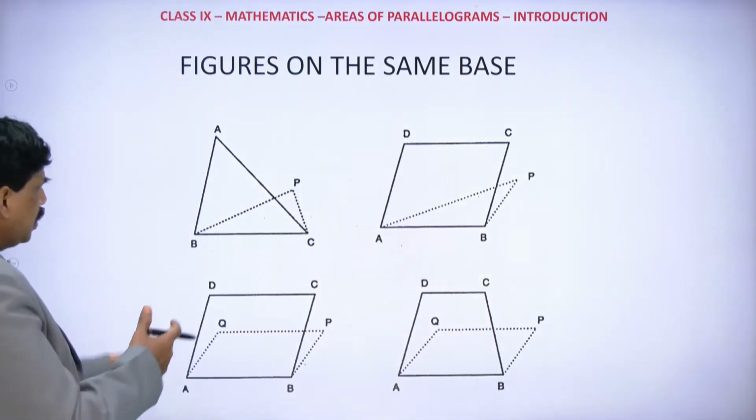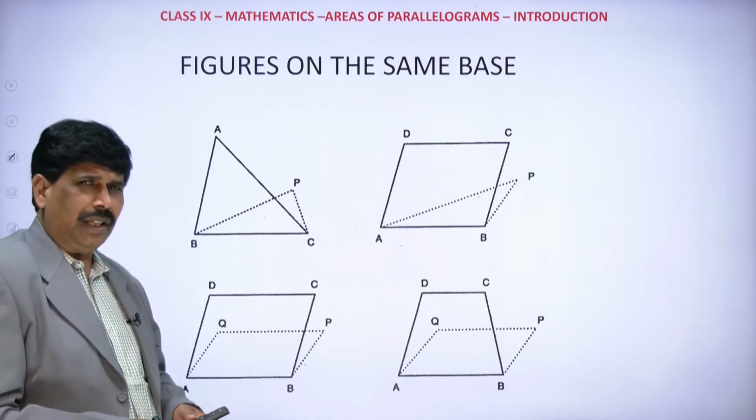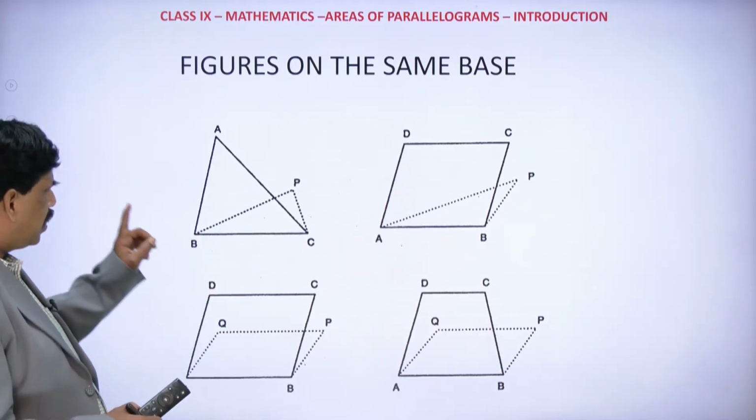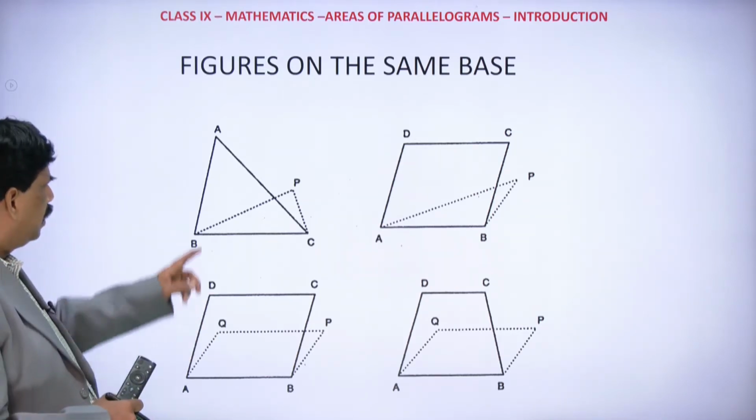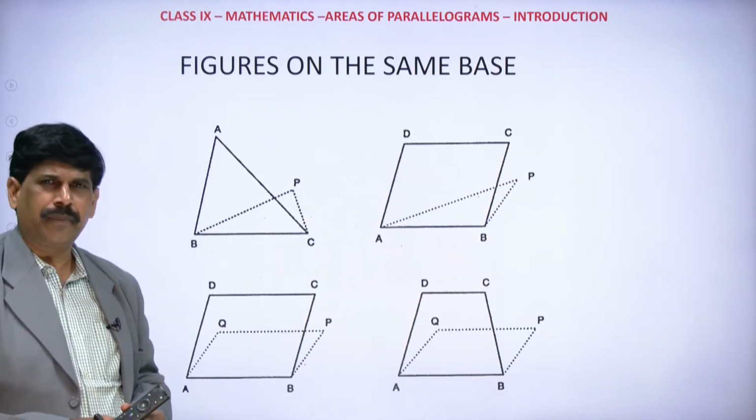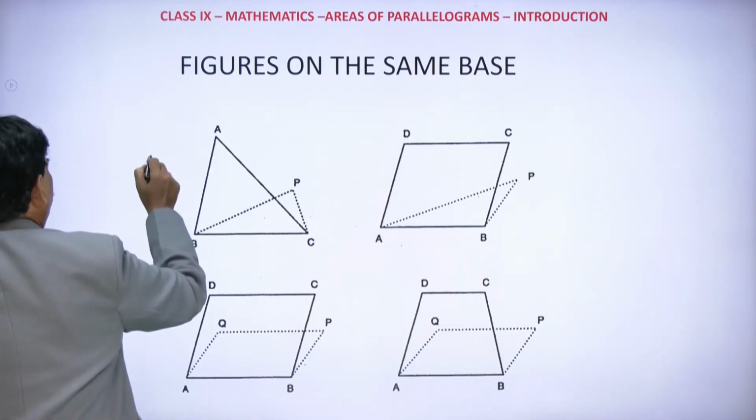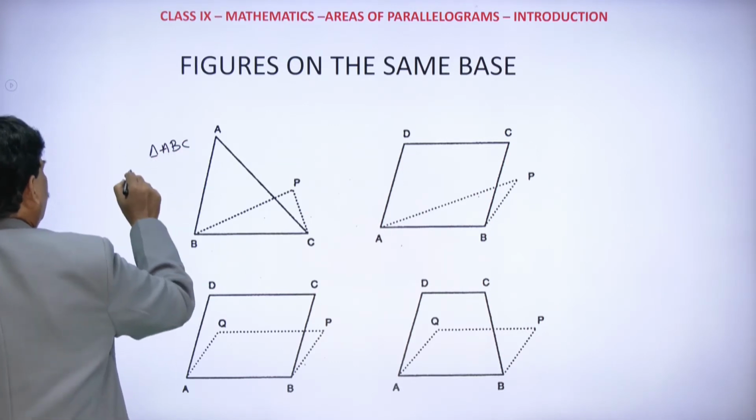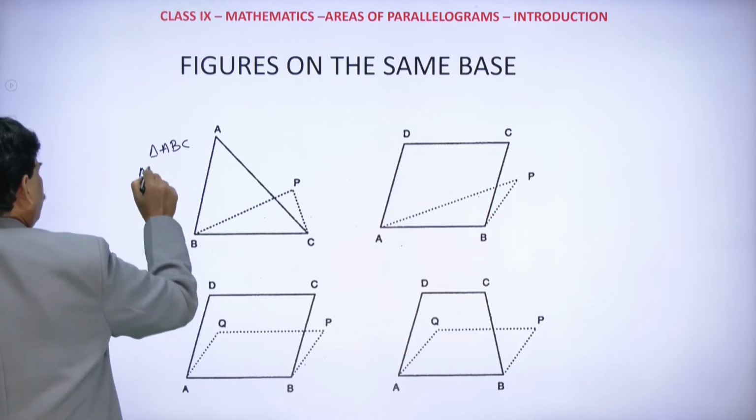See here, you are seeing some figures. If you can see this figure, what is your observation? You are seeing two triangles here. What are the two triangles you are seeing? Triangle ABC and triangle BPC.